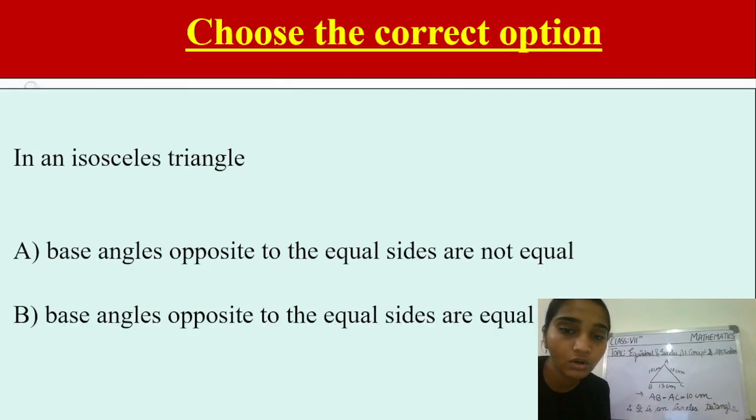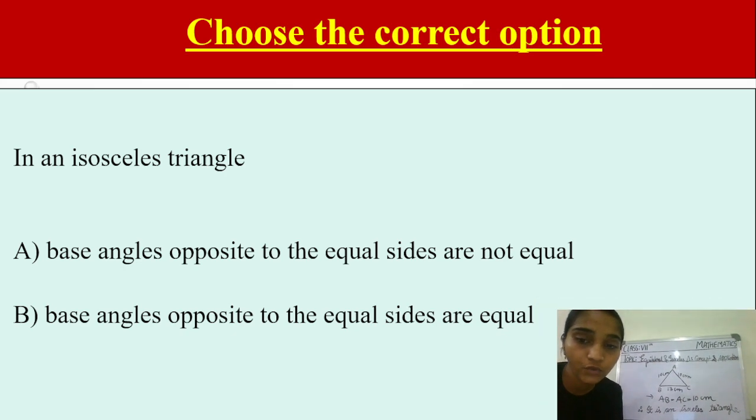So now it's your time to choose the correct option. Among A and B, opt for the right option: in an isosceles triangle, base angles opposite to the equal sides are not equal, or the base angles opposite to the equal sides are equal.